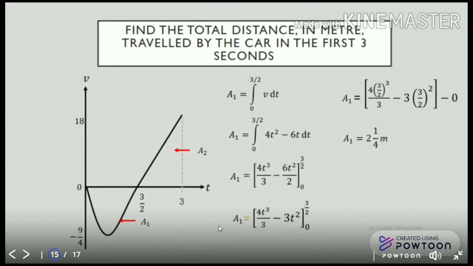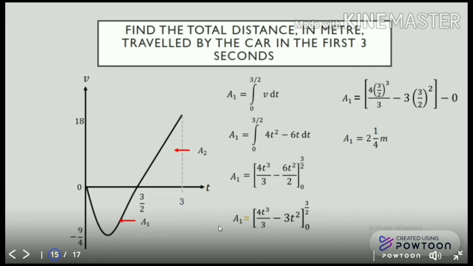Question D. Find the total distance in meters traveled by the car in the first 3 seconds. So this is a graph of a function of 4t squared minus 6t. So we need to find A1 and A2. Firstly, we need to find A1. So we have to integrate the equation v with the upper limit of 3/2 and the lower limit of 0. The next step is we need to substitute the equation. So it will be 4t squared minus 6t.